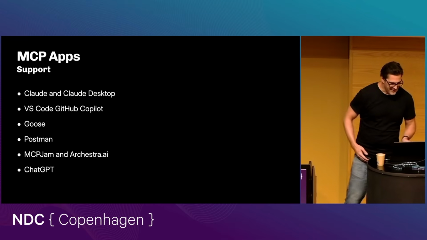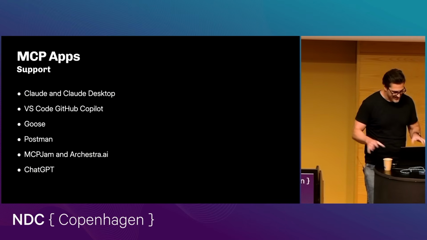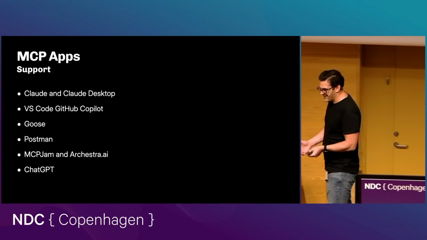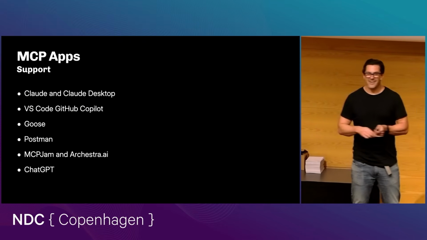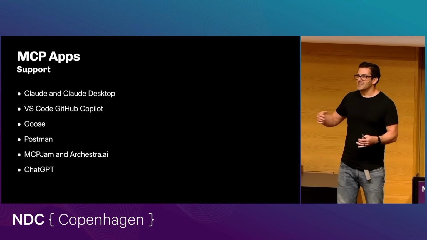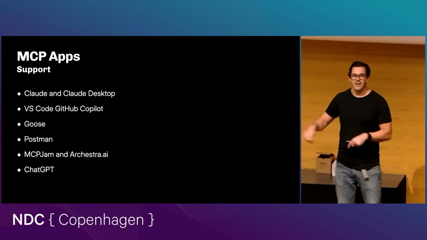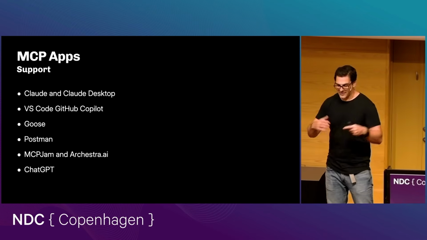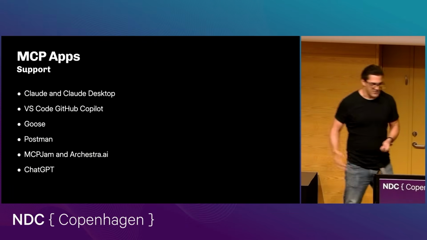Also, MCP Jam and Orchestra.ai. I know what neither of those are, but they support this. And then ChatGPT, after having released the Apps SDK, did agree to work on the protocol of MCP Apps and MCP. And so I believe that whilst there is still a separate way that you can build ChatGPT apps, you can also do it via the MCP Apps SDK, the MCP Apps way as well, and that will likely be the way to do so in the future.